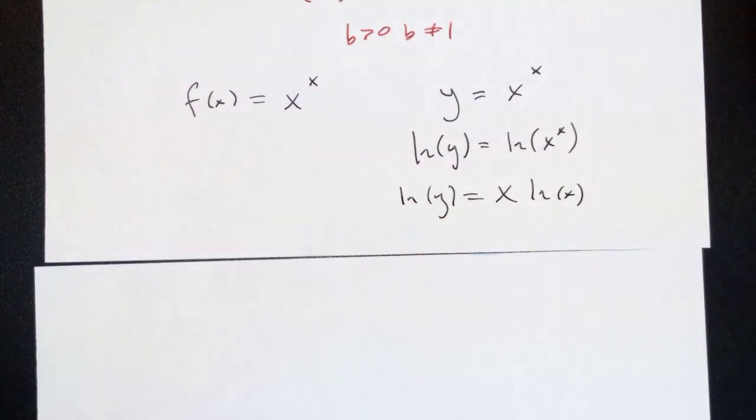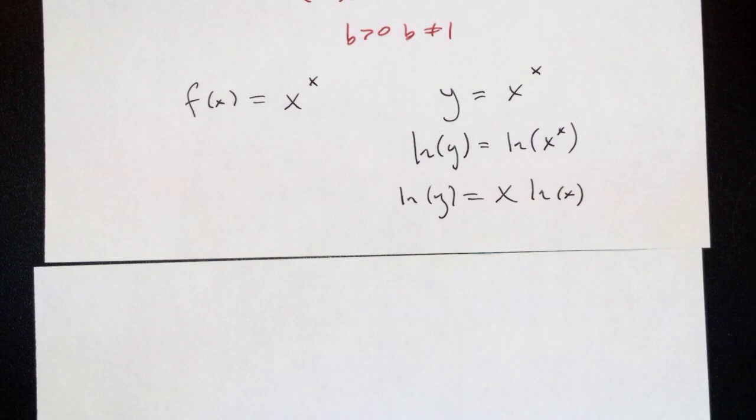Now that right-hand side is a product. I can use the product rule if I take the derivative. But the left-hand side is now messier because the left-hand side is in terms of y, not x. And that means I'm going to do the derivative implicitly. I'm going to use the chain rule.